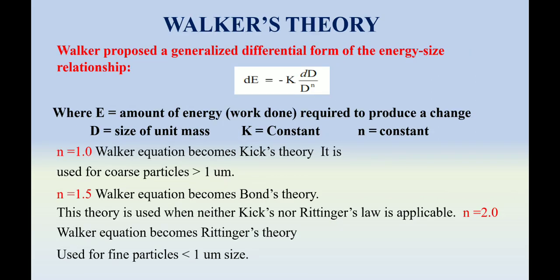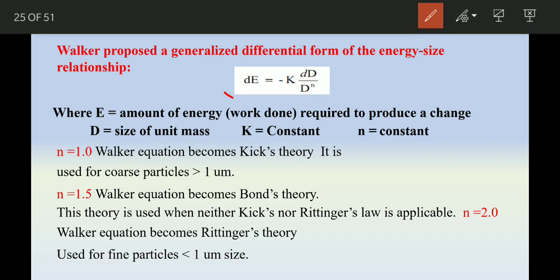Then Walker's theory. Walker proposed a generalized differential form of an energy-size relationship, that is dE equals minus K dd upon d to the power n. E is the amount of energy or work done required to produce a change in the size of a particle, d is the size of unit mass, and K and n are constants.